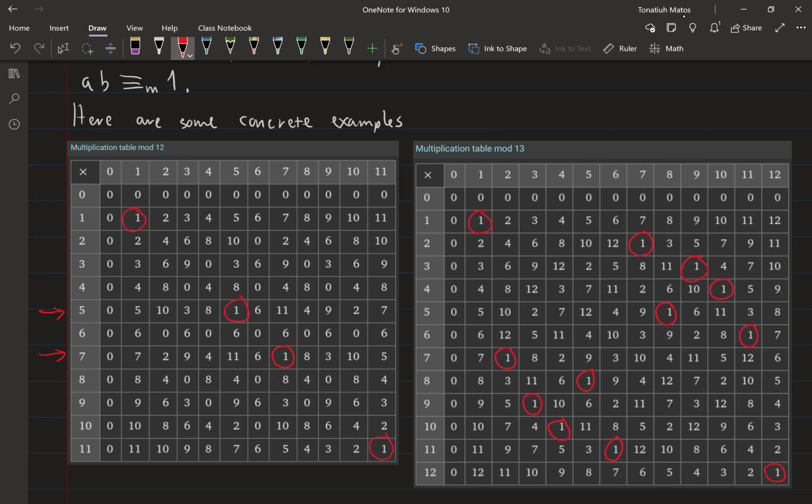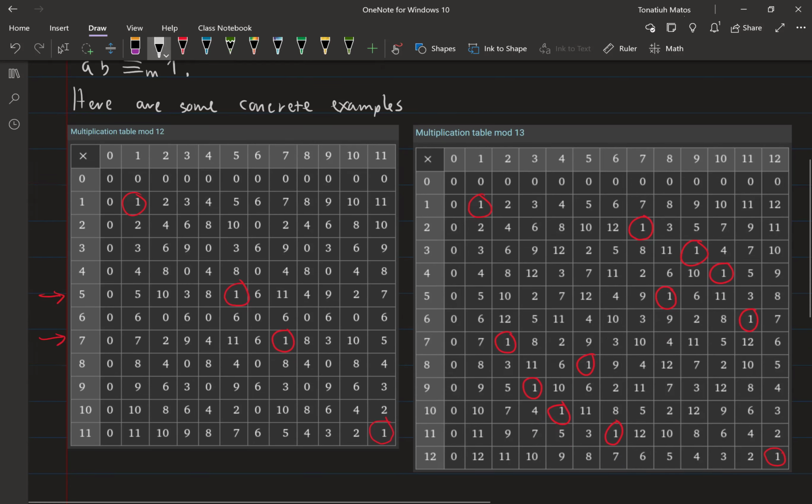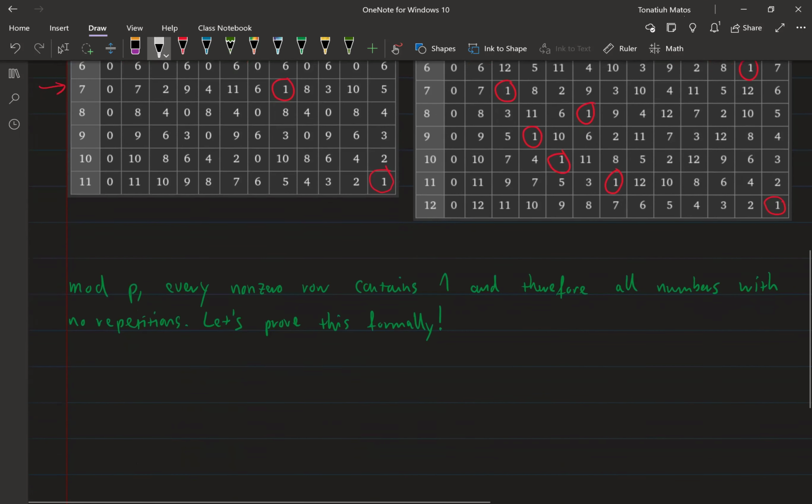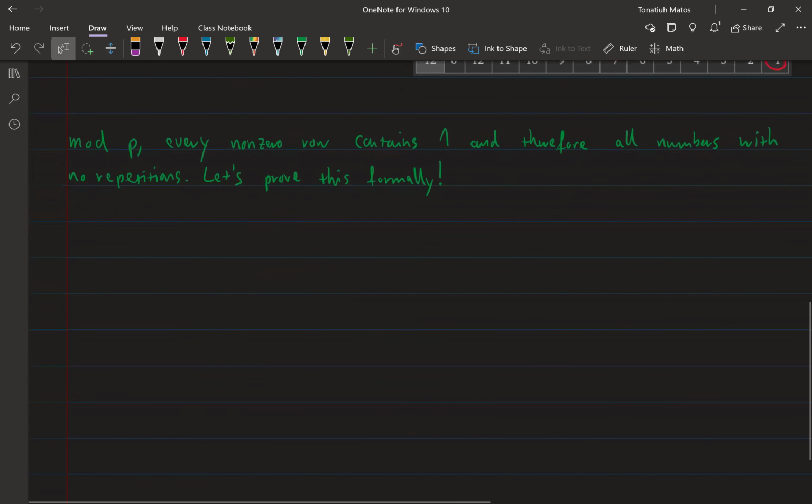So there's something clearly special about prime numbers, and part of all of this is something that you're tasked with proving as part of the problem set. But now, the observation I care about is that every row mod p, mod a prime number, contains all numbers with no repetitions.